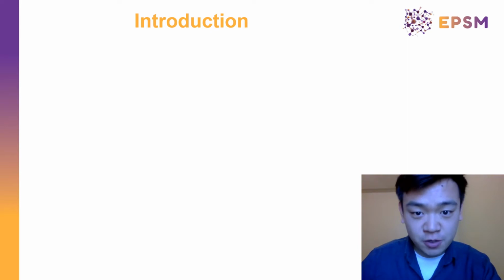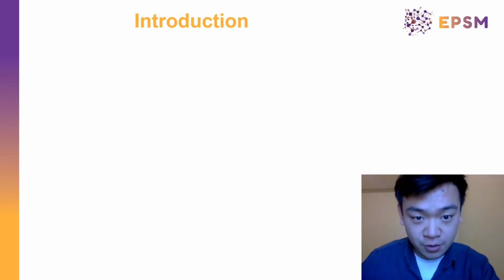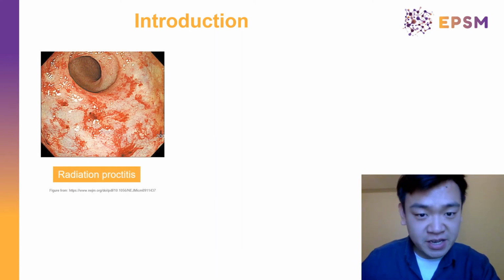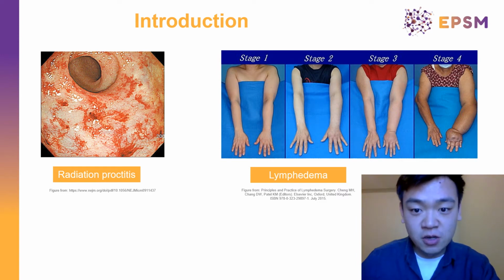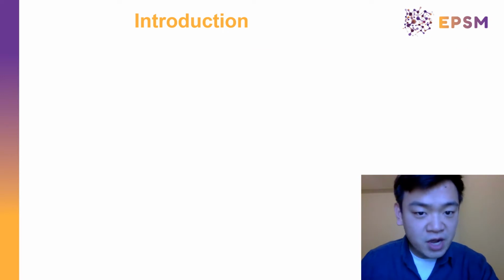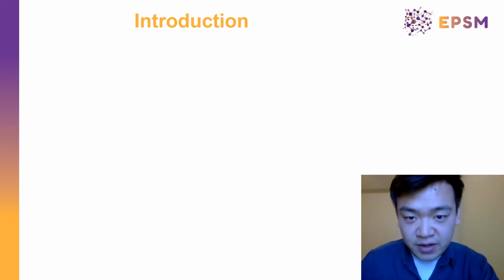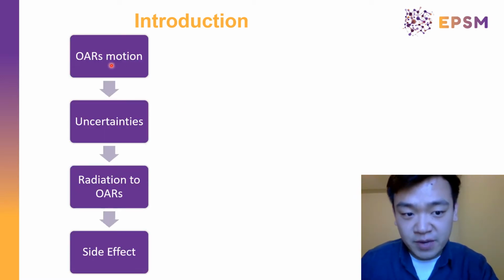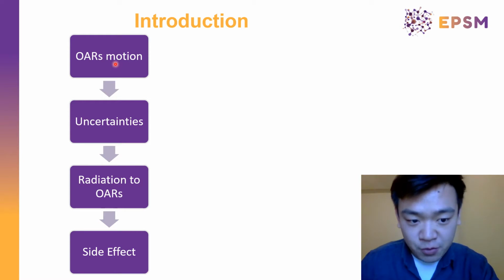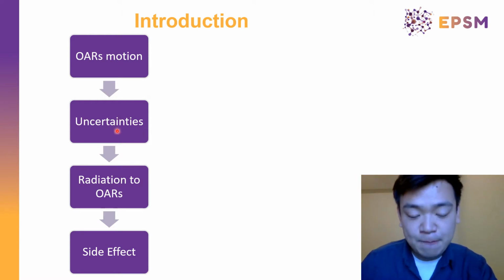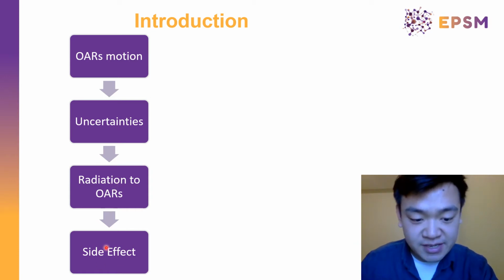However, large fraction size also means a higher possibility of more serious side effects after treatment. Side effects like radiation proctitis or lymphedema could result in a lowering of patients' quality of life after the treatment. So why are there side effects in radiotherapy? That is mostly because organs at risk, OARs, are not stationary during the treatment. So the OAR's motion will contribute to the uncertainties in the radiotherapy, and that will lead to radiation to the OARs, and finally it will result in side effects after patients have the radiotherapy.